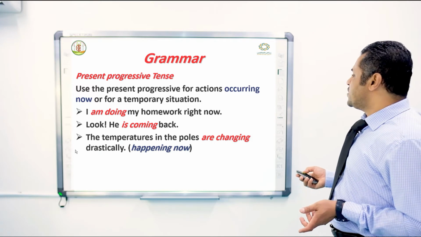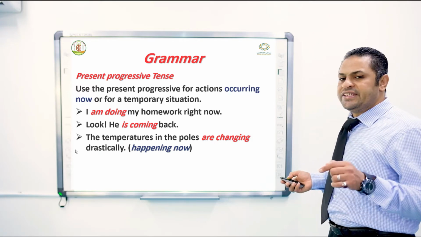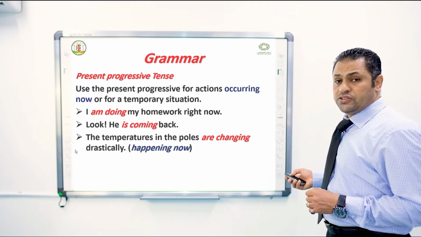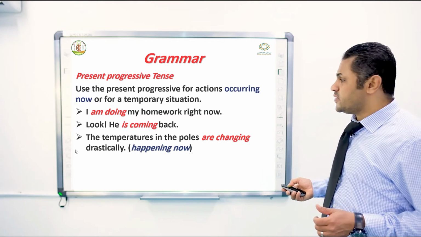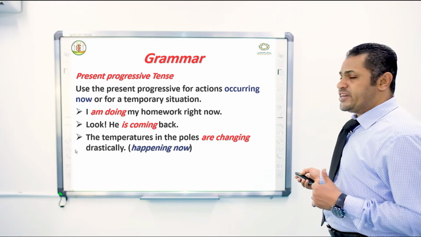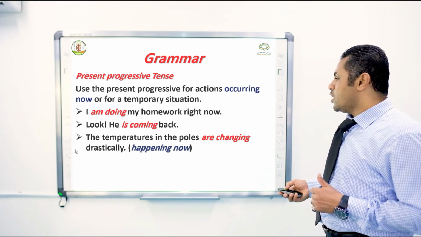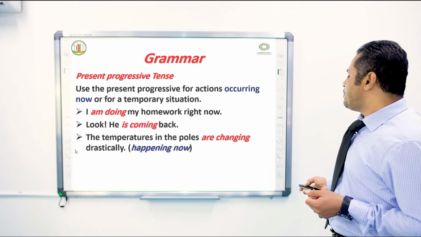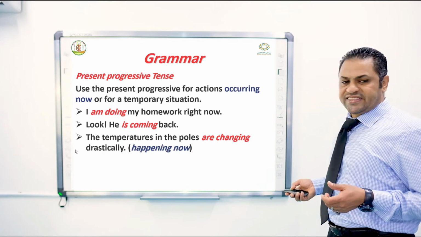Use the present progressive for actions occurring now. Something is happening right now, or a temporary situation. Look at these examples. I'm doing my homework right now. Look, he's coming back. The temperatures in the pools are changing drastically.